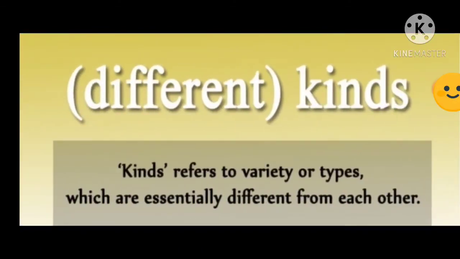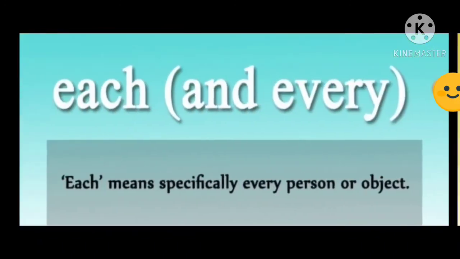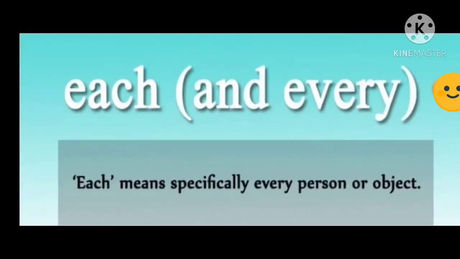Next, different kinds. Kinds refers to a variety or types which are essentially different from each other. So what's the need of using "different kinds" again? Don't use "different" before the word kinds. If you are using it, you are using it as redundant. Each and every, and it's common with us to use this kind of expression. Each means specifically every person or object. So don't use "every" again after each.